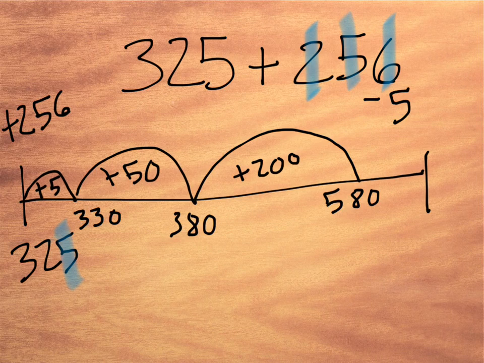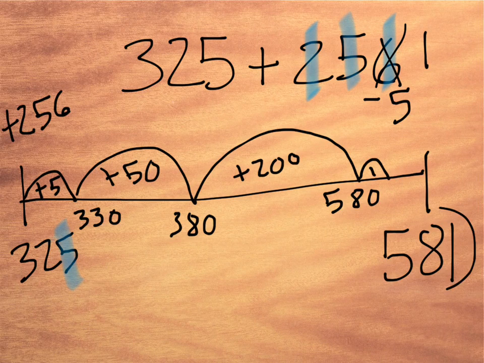And then I can't forget, I didn't take out all of my ones earlier, I only took out 5 of them, which leaves me with one left still to add. So my last jump is going to be 1, which would give me 581. Nice and simple to do. No regrouping. That's why I love it.